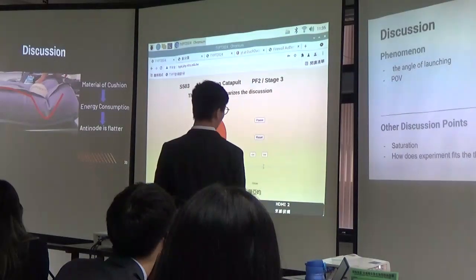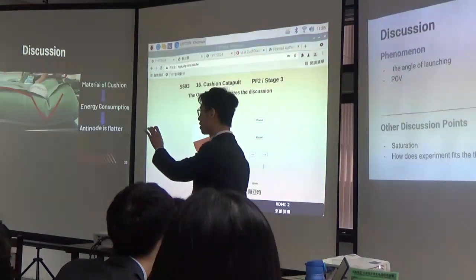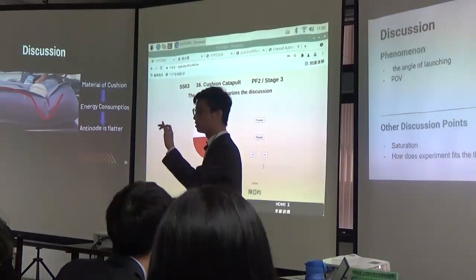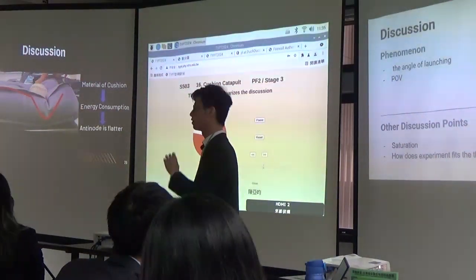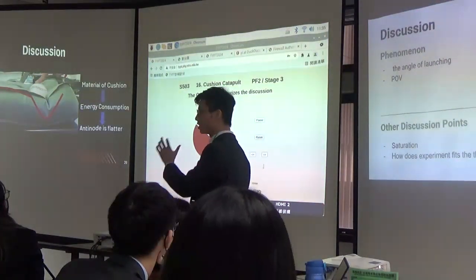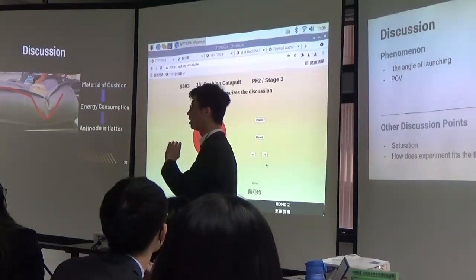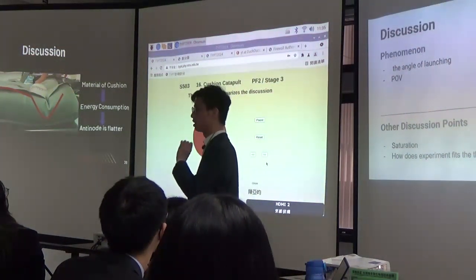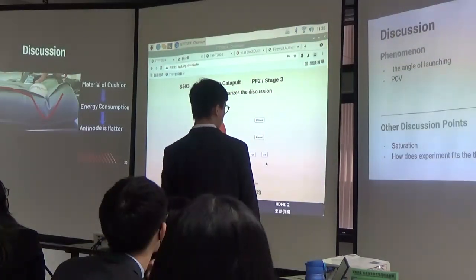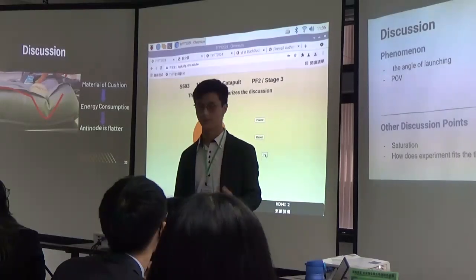And we also discussed the time gap between the two waves colliding to become a standing wave. Our conclusion is that if the distance is long enough, this won't be a problem. However, if the two balls are close enough, this time gap should be considered in the theory. And lastly, we discussed the material of the cushion. And that's everything. Thank you.